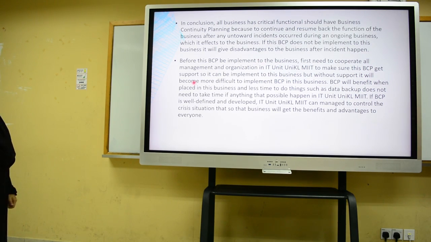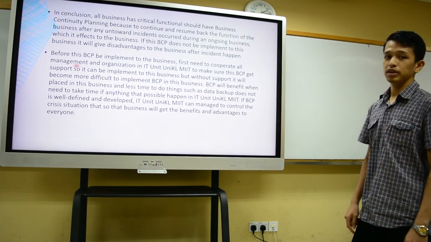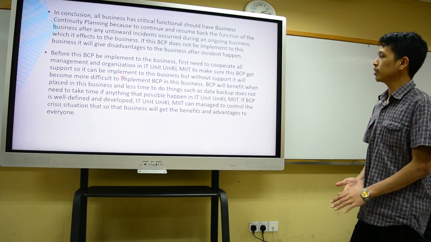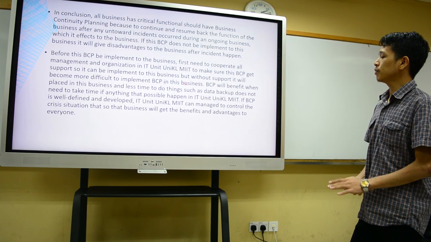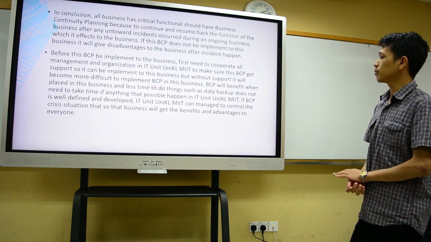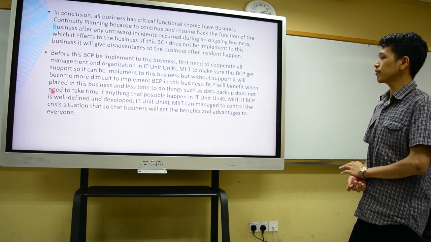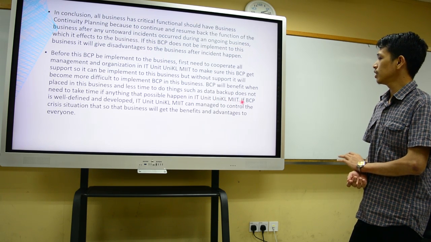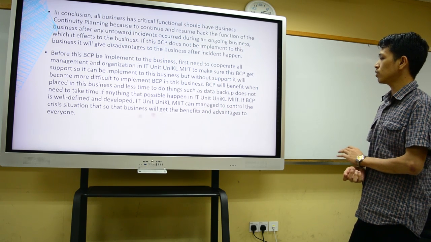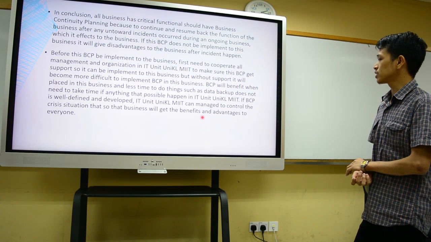Okay, before BCP is implemented for IT UniKL, first you need the cooperation of management in the organization in IT UniKL MIIT to make sure BCP gets support so it can be implemented in this business. Without it, it will become more difficult to implement BCP in this business. BCP will give benefit when placed in this business, and less time is needed for things such as data backup if anything happens in IT UniKL MIIT. If BCP is well defined and developed, IT UniKL MIIT can manage to control crisis situations, and the business will get the benefit and advantage for everyone.